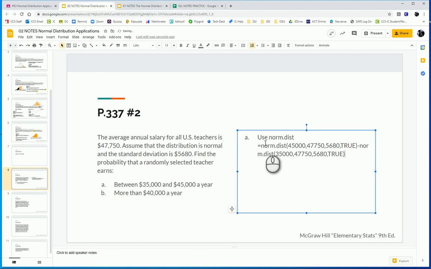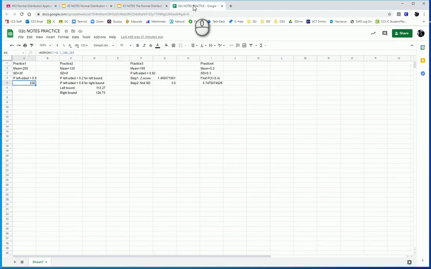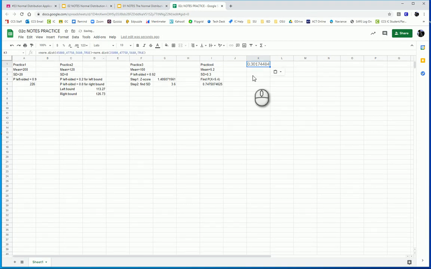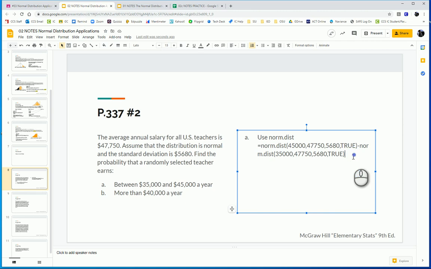Okay, all right, and so let's take that and put that over here. And that gives us 30.17% if we round it down. Okay, yeah, 30.17% chance. So there is a 30.17% chance of teachers earning between 35,000 and 45,000.